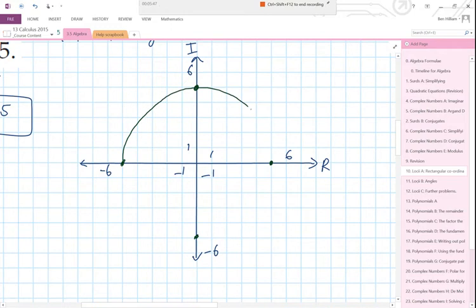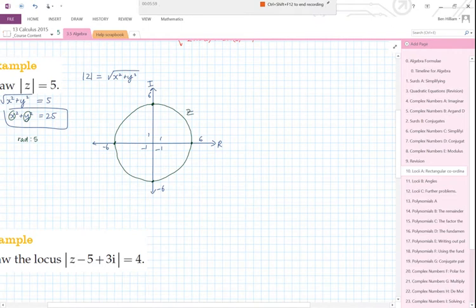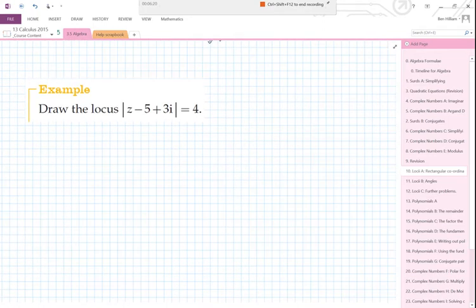I'm sure mine's going to be less than perfect, but you've just got to try and sketch it as close to a circle as possible. So there we go, and it's worth just labelling that. So that's the representative of the locus of points where the modulus is simply 5. So any point on this circle represents a number that has a modulus of 5, where it's simply that z value. Okay, so this next one's asking us to draw the locus of this point.